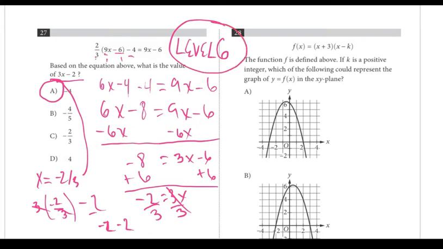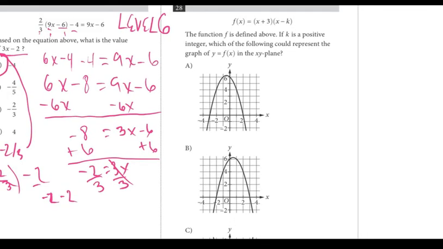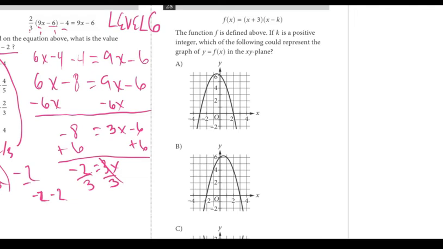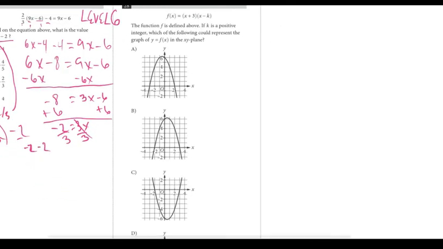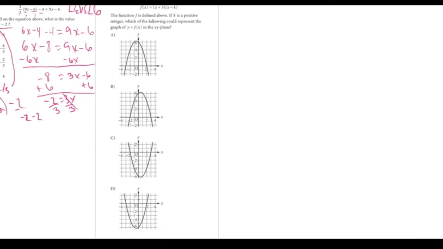Let's go on to number 28. The function f is defined above. If k is a positive integer, which of the following could represent the graph of y equals f of x in the xy plane? All right, so we have several parabolas here. And let's look at answer choice C and D. The first two go downward, the second two go upward.